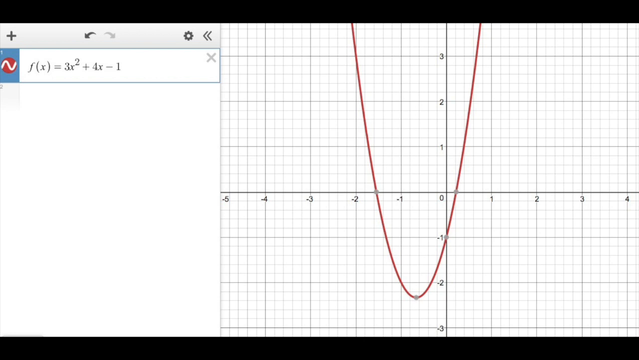After we graphed the function on Desmos, we could notice that the vertex was at negative 2/3, negative 7/3, and the axis of symmetry was at negative 2/3. The graph is facing upwards since the number 3 is positive, and we could also see that it has a horizontal asymptote at around negative 2.4.